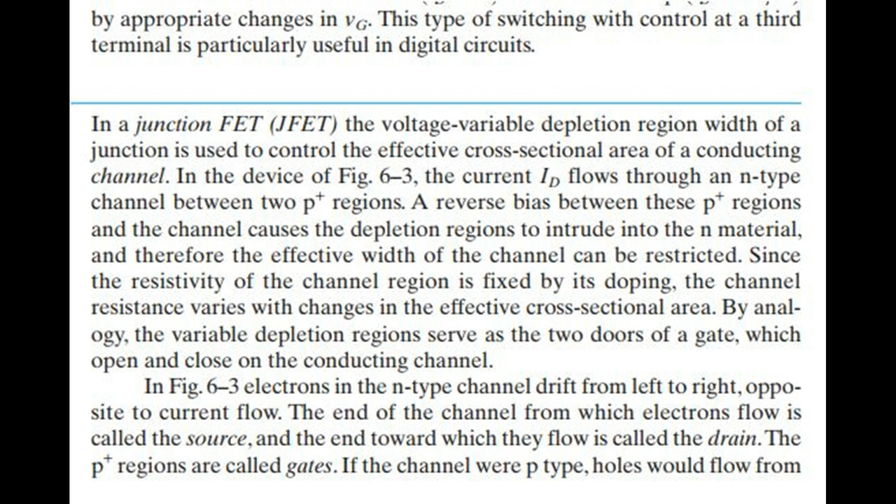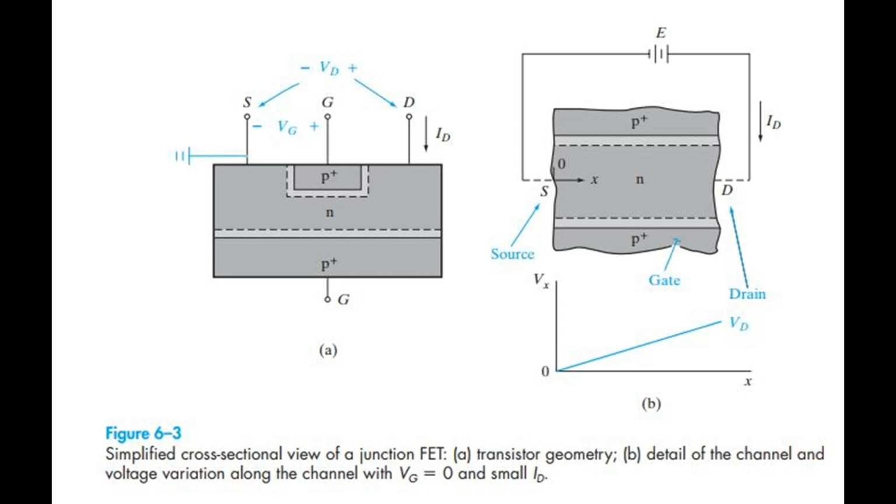In Fig 6.3, electrons in the N-type channel drift from left to right, opposite to current flow. The end of the channel from which electrons flow is called the source, and the end toward which they flow is called the drain. The P+ regions are called gates. If the channel were P-type, holes would flow from the source to the drain, in the same direction as the current flow, and the gate regions would be N+.